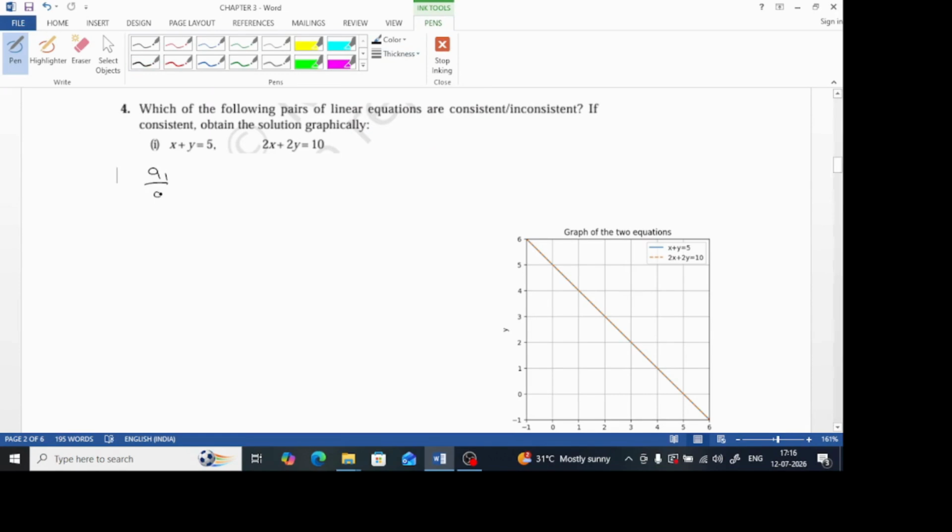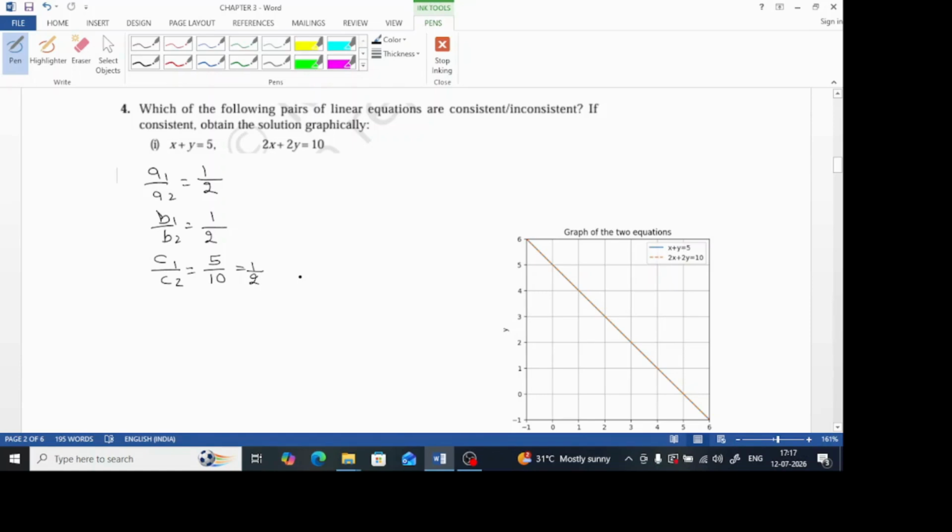a1 upon a2 is equal to, a1 is 1, a2 is 2. b1 upon b2 is equal to, b1 is again 1 and b2 is 2. C1 upon C2 is equal to, C1 is 5, C2 is 10, it will become 1 by 2.